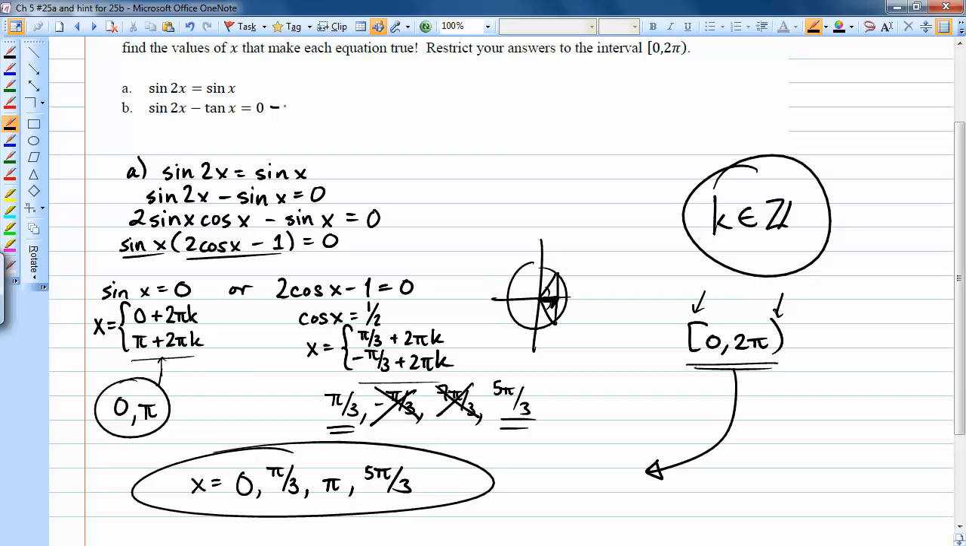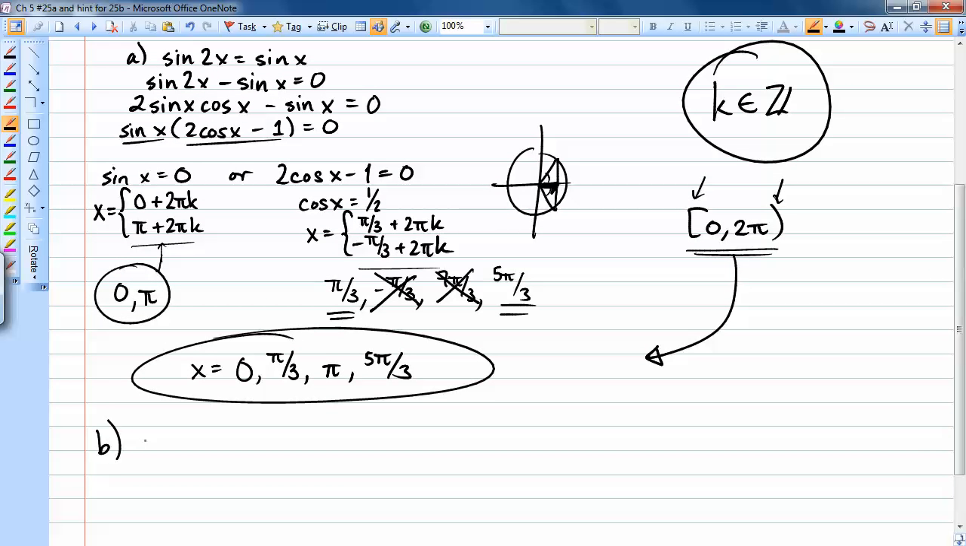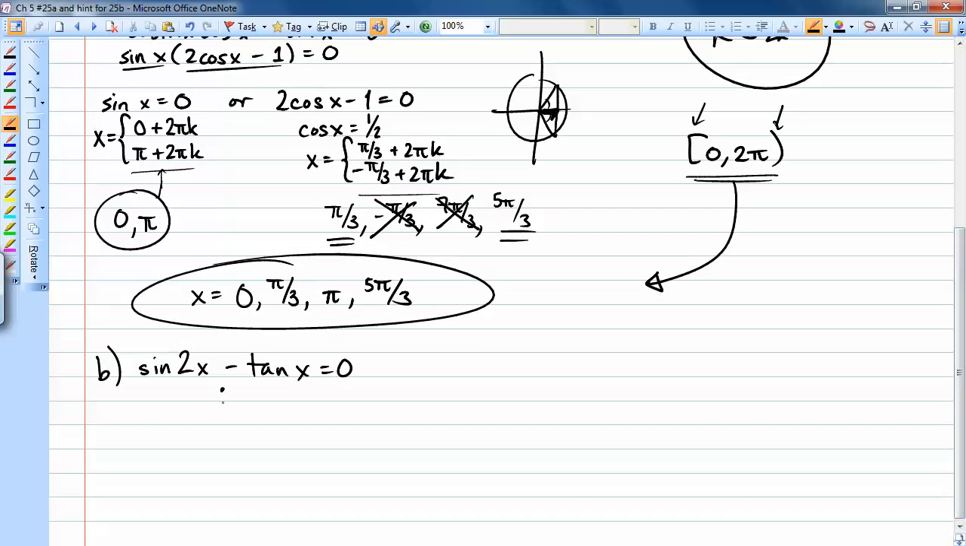Part B is a little bit trickier because it's a sine 2x and it's a tan x, and somehow we have to find a way to turn this into a problem that you can factor and then solve each part out. So the hint that I'm going to give you for this one is that it is possible to turn, let me write down the original just so I don't forget it. Sine 2x minus tan x equals 0, right? Yeah, that's right.